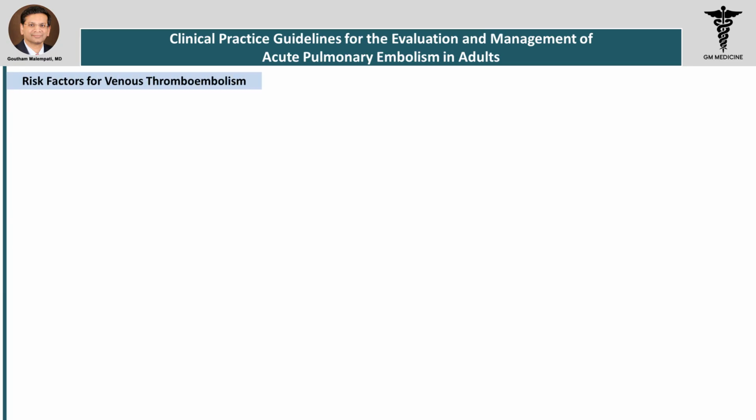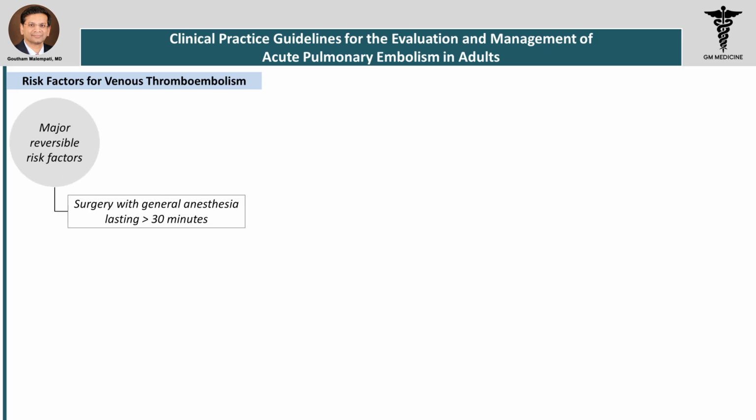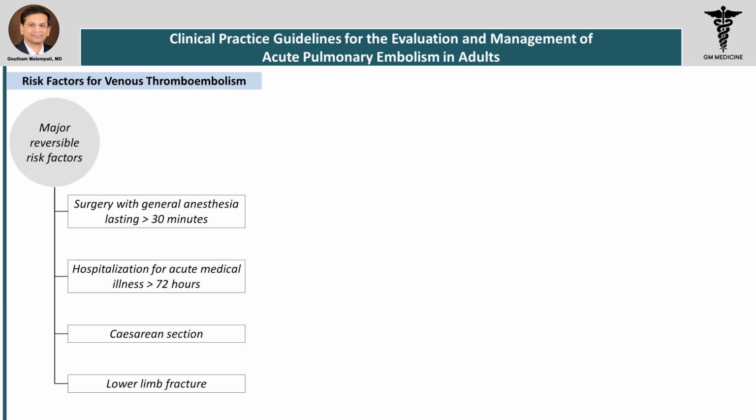Risk factors for venous thromboembolism. Major reversible risk factors include surgery with general anesthesia lasting more than 30 minutes, hospitalization for acute medical illness lasting more than 72 hours, cesarean section, and lower limb fracture.